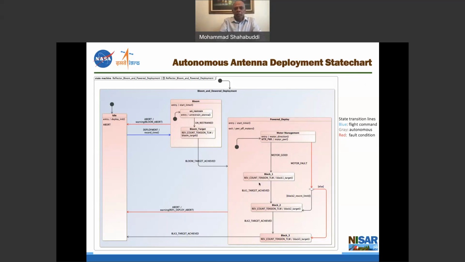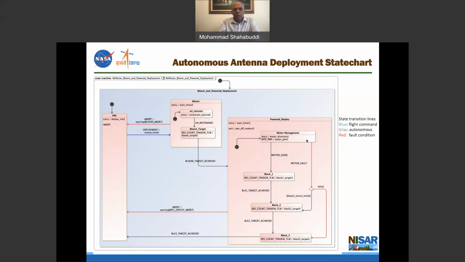It goes into this block 1 stage. As I mentioned earlier, this whole antenna deployment is carried out in 3 stages: block 1, block 2 and block 3. And at each stage we're looking for a specific ref count and a specific tension. If in any of the blocks that is not met, then the operation is aborted. Otherwise, it goes into the next state and the next state.